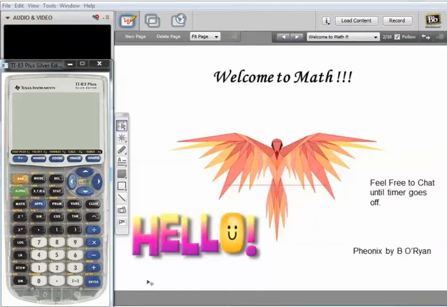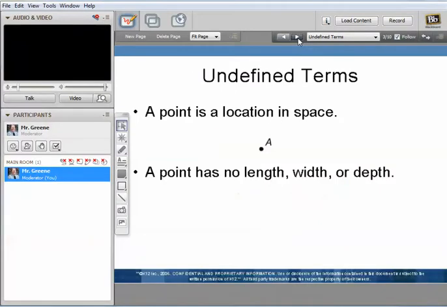Now, as I showed you in the last class, we went through how the course is organized and where you need to find your lessons and what you're going to be doing in the lessons, okay? So what I want to do is jump right into the first lesson that we're going to be looking at. It's 1.2, and it deals with these things called undefined terms.